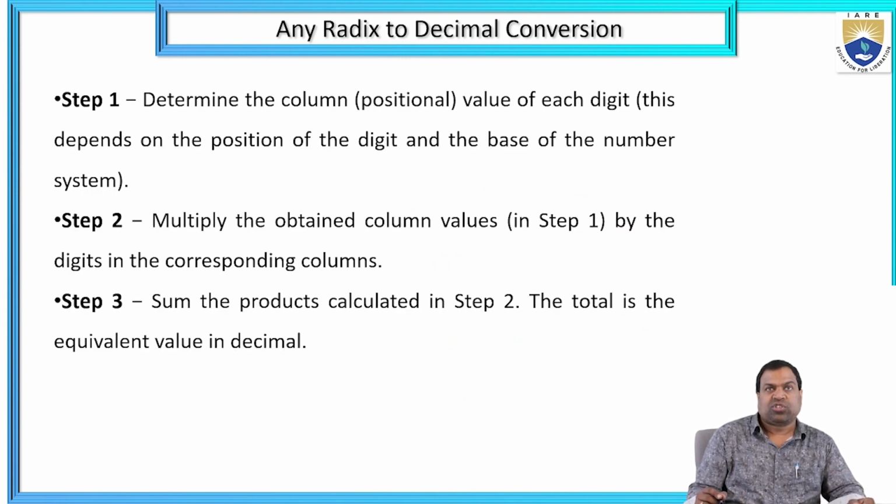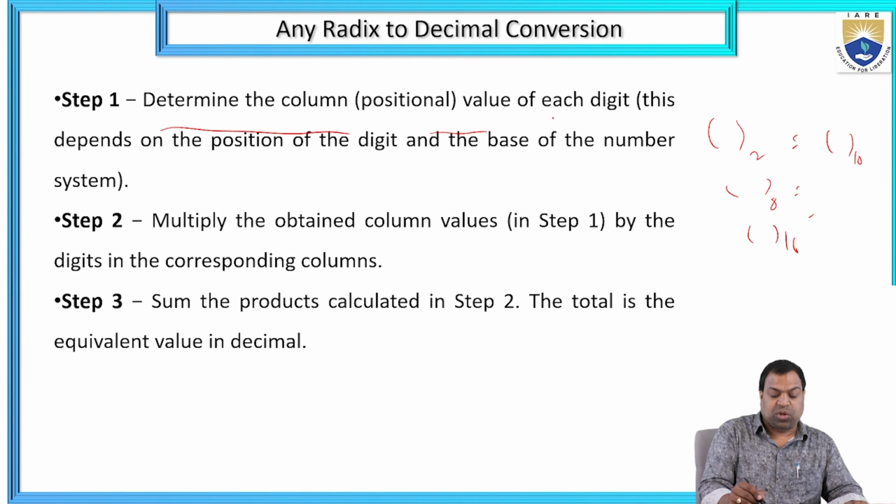So what is the process for any radix to decimal? Step 1: Determine the column or positional value of each digit. This depends on the position of the digit and the base of the number system. Step 2: Multiply the obtained column values in step 1 by the digits in the corresponding columns. Step 3: Sum the products calculated in step 2. The total is the equivalent value in decimal. On the left side, any radix we have to take, binary, octal, or hexa, and convert to decimal.